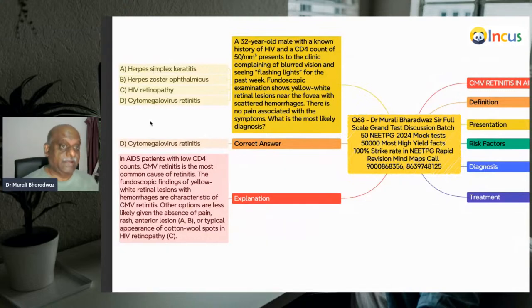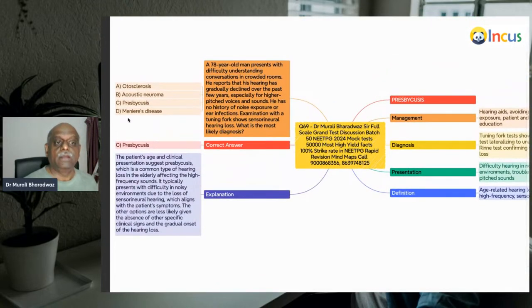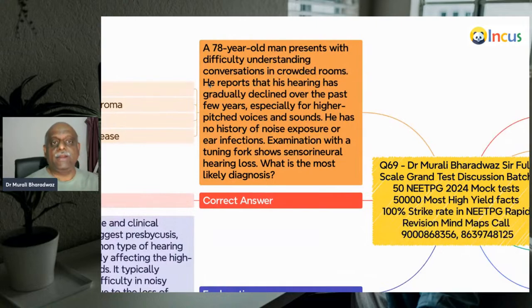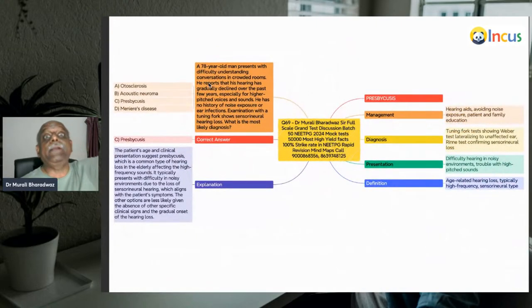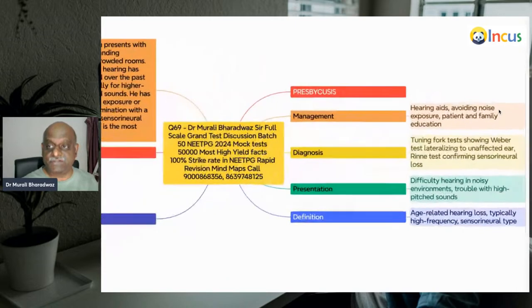32-year-old HIV, CD4 positive, fundoscopy shows yellow-white retinal lesions near the fovea with scattered hemorrhages, classical of cytomegalovirus retinitis. 78-year-old, he has no history of noise exposure. He has gradually declined over the past few years for high-pitched voices. This suggests presbyacusis.